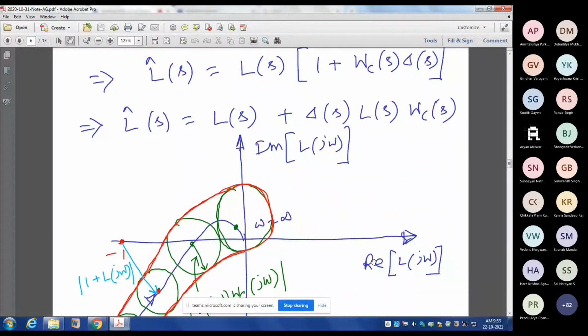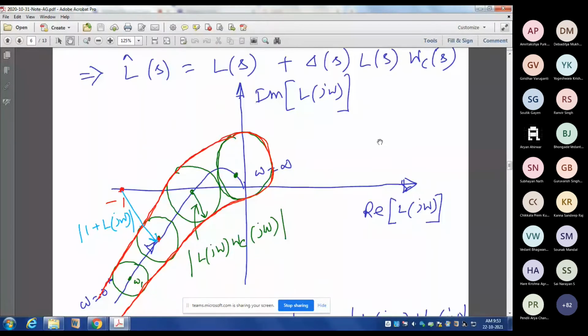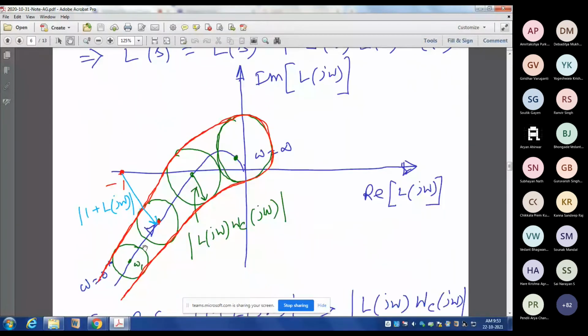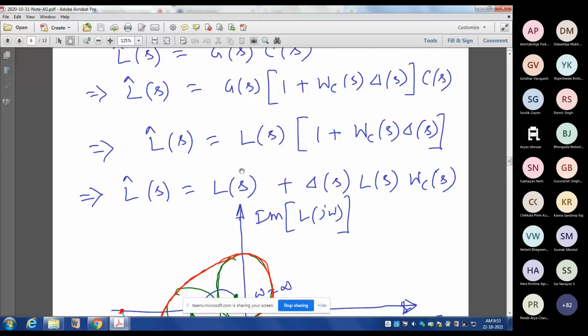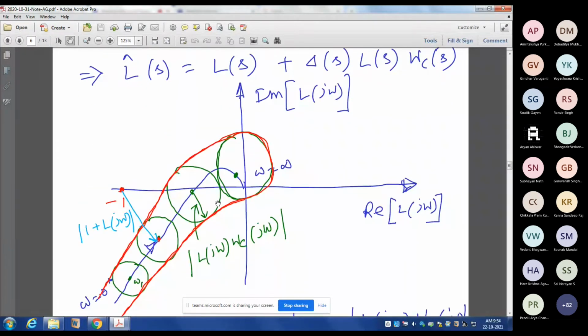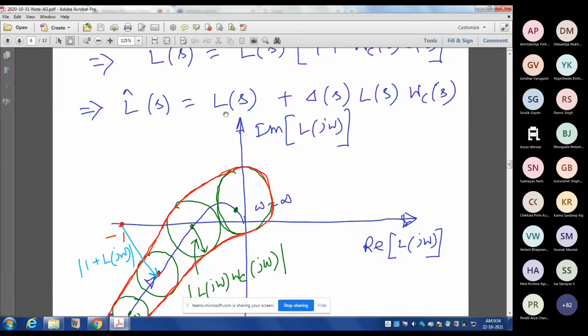Okay, now suppose this is your L(j omega) plot. This is your L(j omega), that means the nominal or approximated loop transfer function plot. This is omega equal to 0, this is omega equal to infinity. Now what is the perturbation? Here L(j omega) is known at every frequency omega, say for example at omega equal to omega 1. So this is your L(j omega) vector.